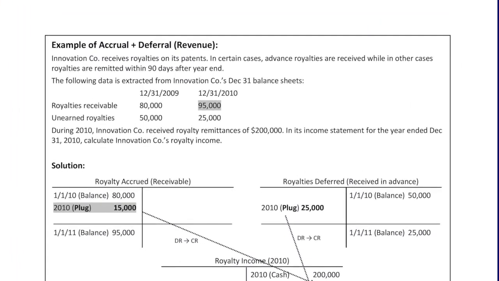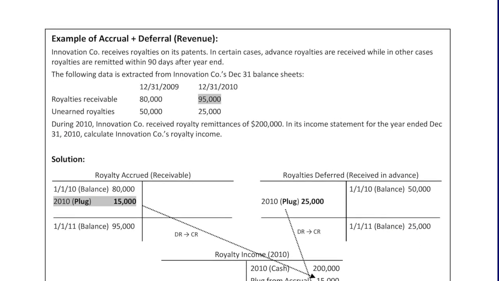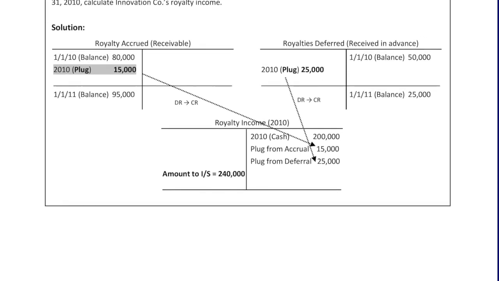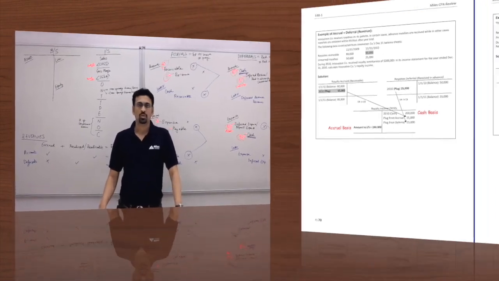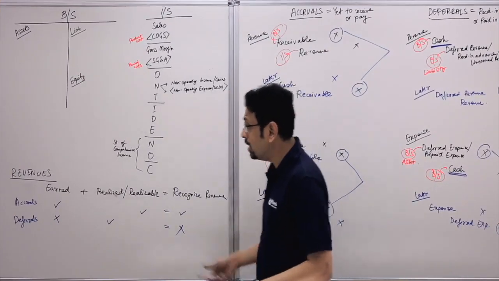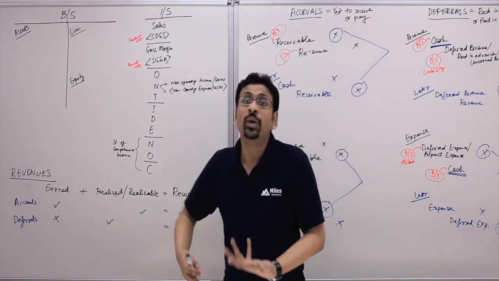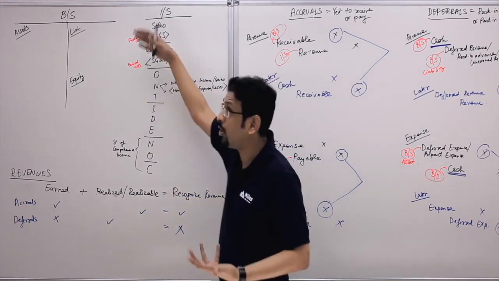Well, we've got another similar example. So when you look at the royalty income T account, the cash number of $200,000, right, cash basis there. For the amount which goes into the income statement, right, accrual basis. For revenue recognition, we looked at earned and realized or realizable. For expense, we know we need to match it. We need to match it to the product or the period.